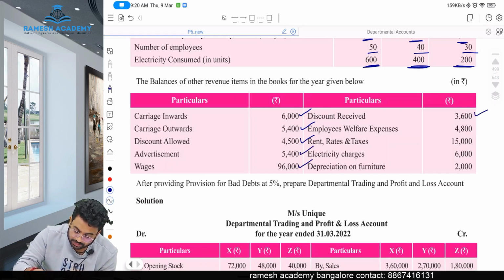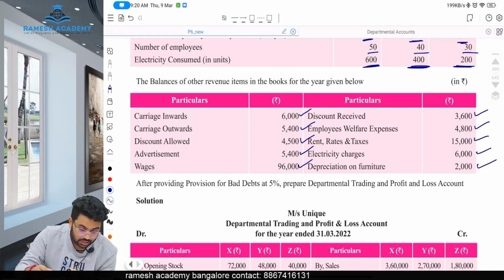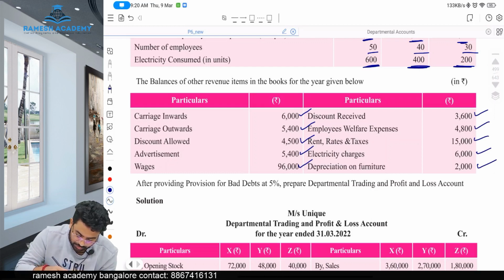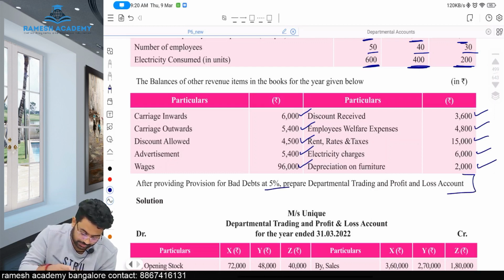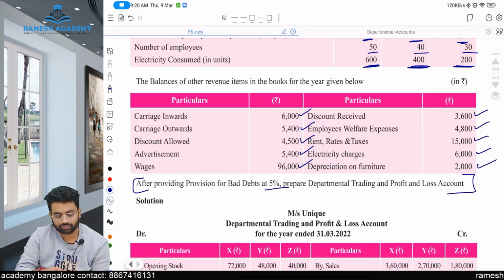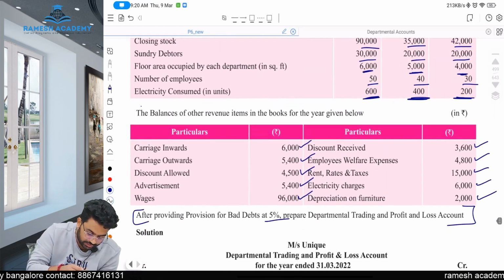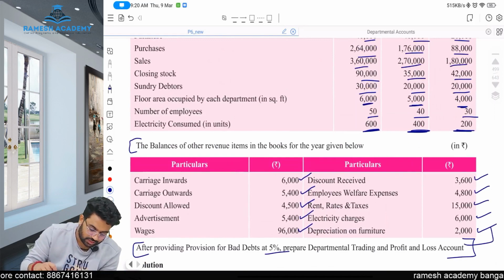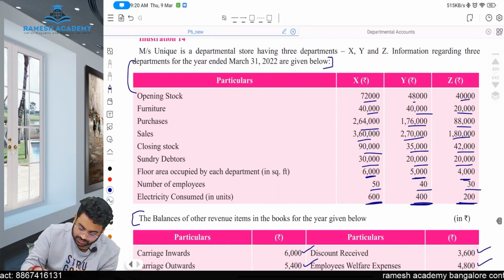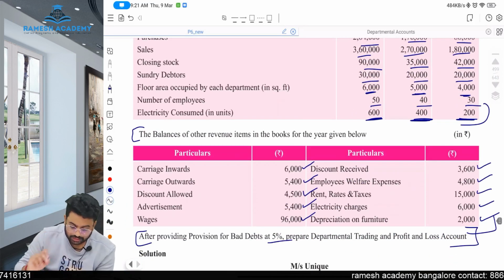Employees welfare expense, 4,800. Rent, rates and taxes, 15,000. Electricity charges, 6,000. Depreciation on furniture, 2,000. After providing provision for bad debt at 5%, prepare a departmental trading and P&L account. Okay, fine. These are unallocated expense and income. These are the allocated expense and income.